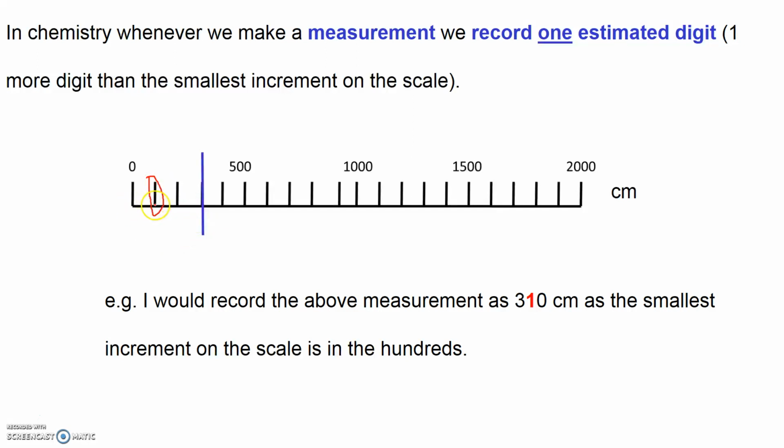So this would be 100, 200, 300, and then it looks like it's a little bit past the 300. I have to decide, do I want to put this as 310 or do I want to put it as exactly 300? I can't put it as 305 because that would be estimating to the ones, and I'm only going to go to the tens in my estimate. So I'm going to estimate this as being 310, just a little bit beyond the 300 line.